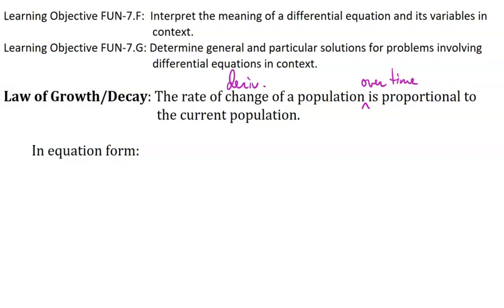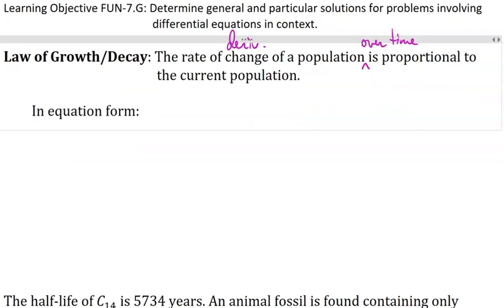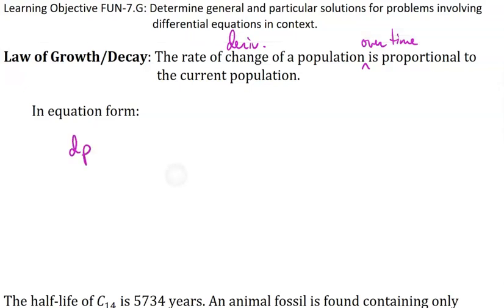So I'm going to write a differential equation to model this, and I'm going to use t for time. I'm going to use P for population. So this says that the rate of change of the population with respect to time is proportional to the current population. So remember, k is our variation constant.